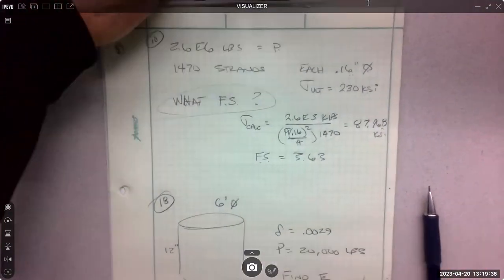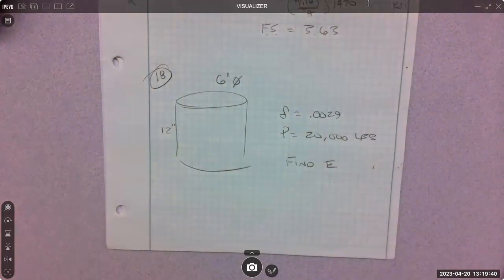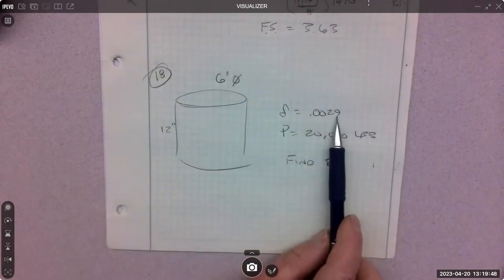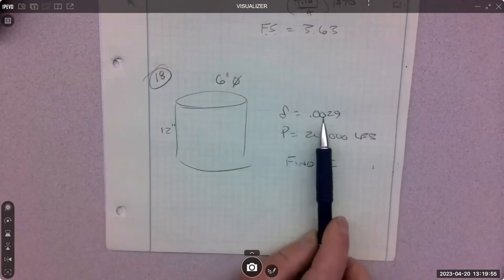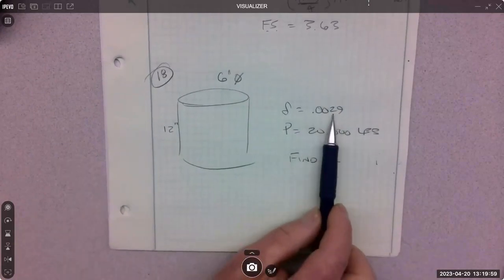All right, great. Then this one said we have a 6-inch diameter. It's concrete. Is that right? Yep, 12 inches tall, and we're given this, the 0.0029. I think they called it total elongation, right? It's the change. We're given a load of 20,000 when this reading is taken.